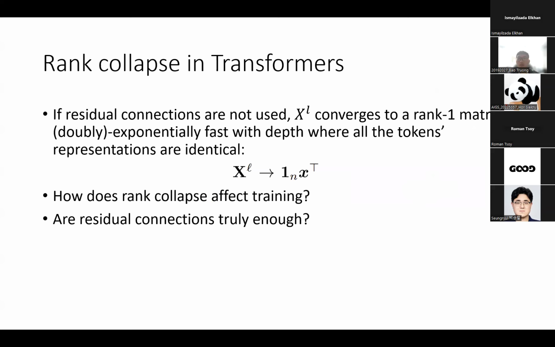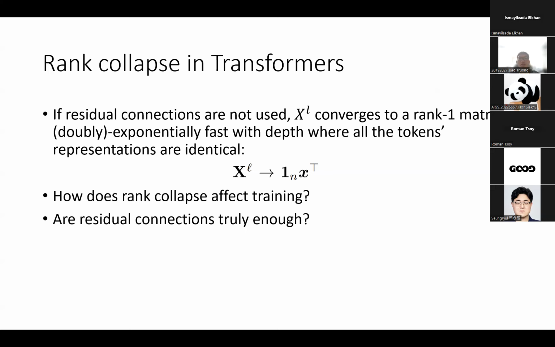So there are two main questions left for us to resolve. The first one is, how does the rank collapse affect the training? And the second is, are residual connections truly enough?